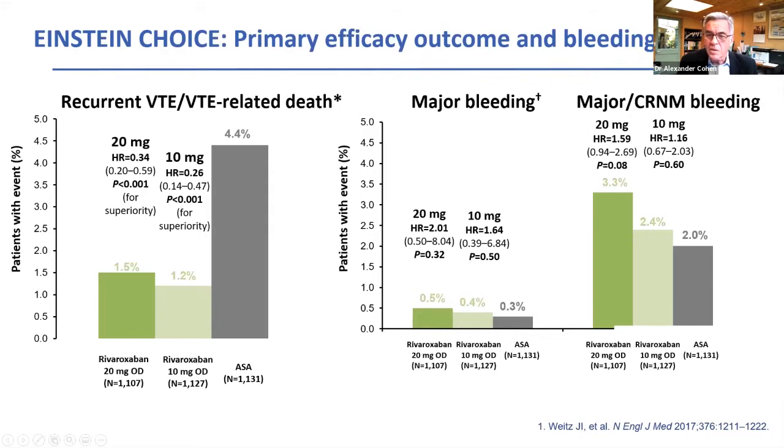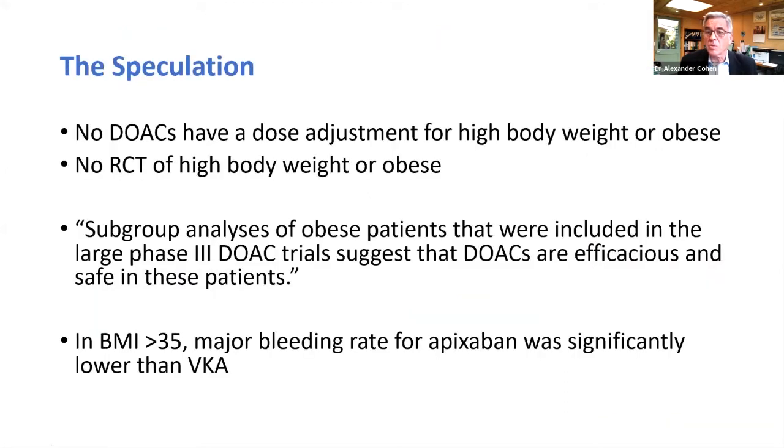So why are they worried about exposure? Well, this is where the speculation began. First of all, a couple of really sort of bland statements. No DOACs have had a dose adjustment for high body weight or obesity. That's true, they don't. No randomized controlled trials of high body weight or obese patients, like you would actually do a study just in obese patients. It beggars belief.